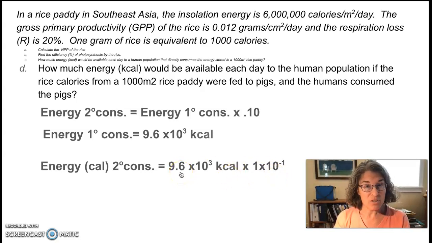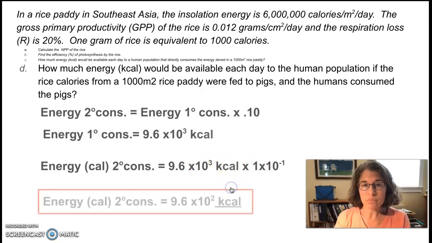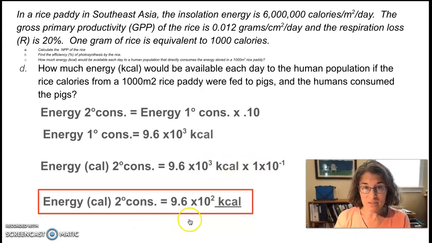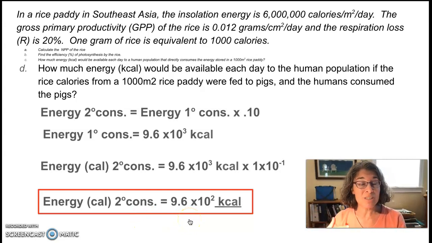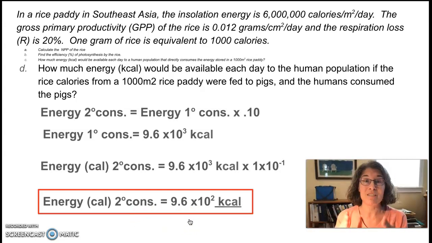Again, scientific notation here is helpful to you. It saves you some steps with math. So we've got 9.6 times 10 to the third times 1 times 10 to the negative 1. We can simplify that as 9.6 times 1 times 10 to the second. Or in other words, the energy that's going to be available to the humans if they eat the pigs, which have eaten the rice, is going to be 9.6 times 10 to the second kilocalories.